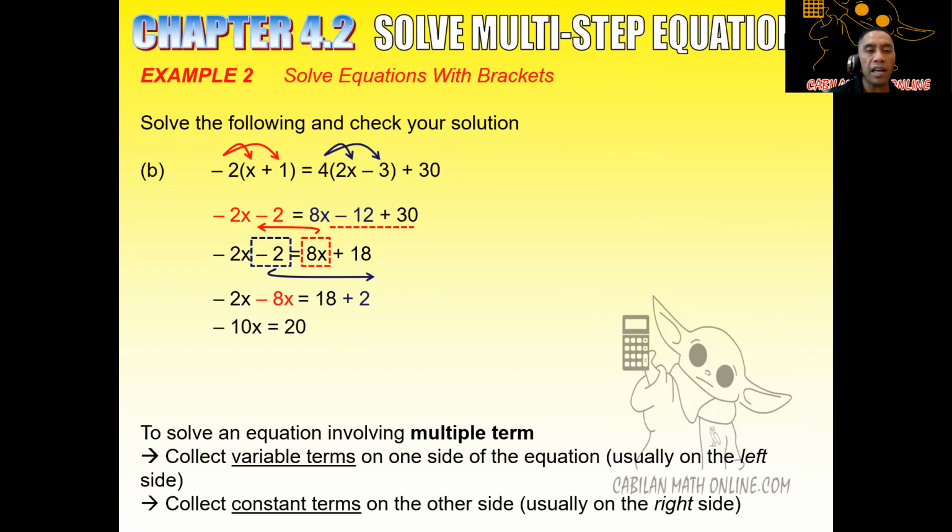And last but not least, we need to divide both sides here by the coefficient because the negative 10 and the x are grouped together by multiplication. So when we divide both sides by negative 10, that will give us a final answer of x equals negative 2.